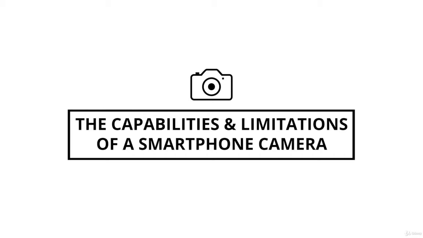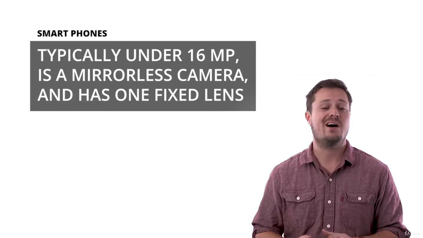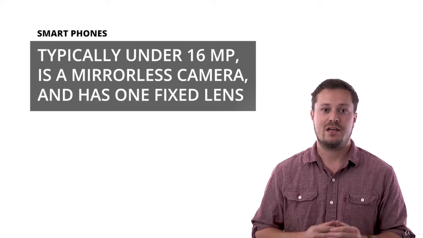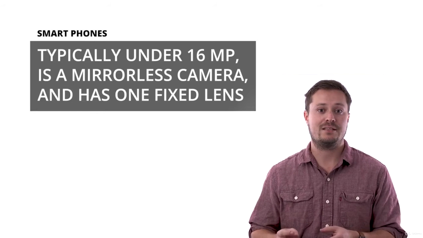Every smartphone is different, of course, and you can check your specific phone for its specs. The first thing you have to understand about your phone is that it's not a full-blown DSLR. Chances are it will be under 16 megapixels. It's automatically a mirrorless camera, and most phones are married to the lens that's built in as a default. Let's go over some capabilities and non-capabilities of your smartphone camera.